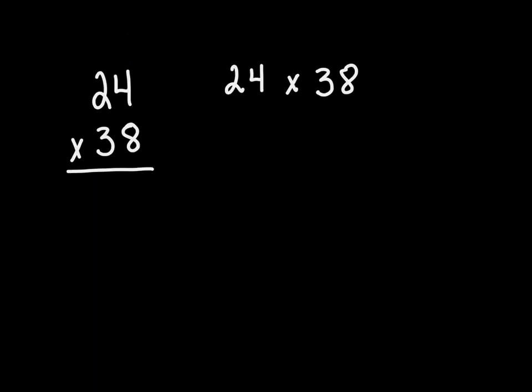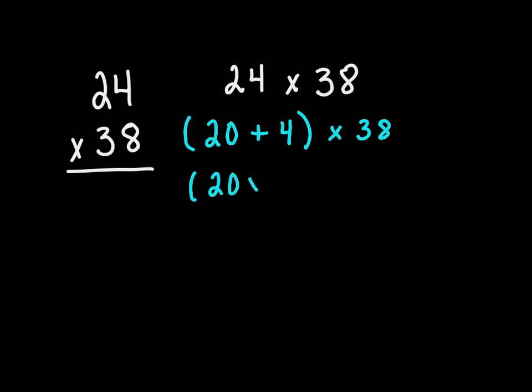Next one, 24 times 38, and we're still continuing with the distributive property. So I'm going to take that 24, break it up and multiply it by 38. So we have 20 plus 4 times 38. Now we're going to distribute that 38 to the 20 and the 4. So we're going to have 20 times 38 plus 4 times 38. All right, that is our one step.